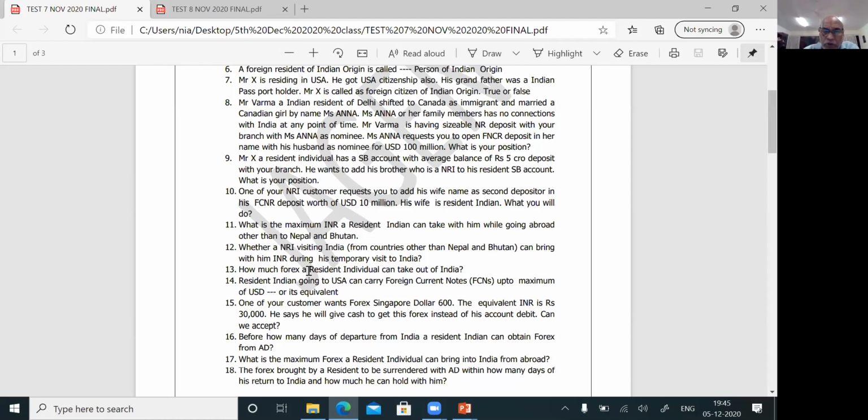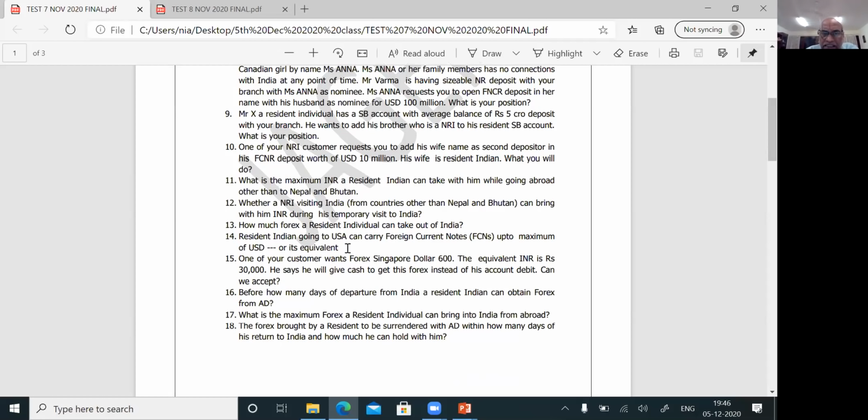So the answer for question number 13, how much forex a resident individual can take out of India, is as permitted by RBI under LRS. Today, the amount is 250,000 US dollars. Depending upon the question and the multiple choices, you have to pick the correct answer. Okay, question number 14: a resident Indian going to the USA. How much maximum forex can we take as permitted by RBI under the LRS? Today it is 250,000 US dollars. Question number 14.